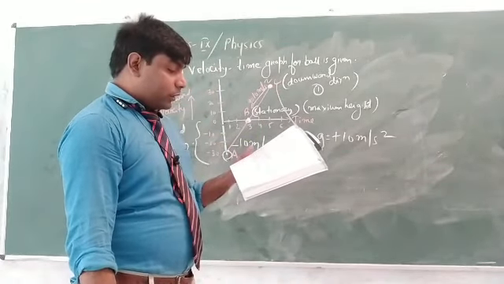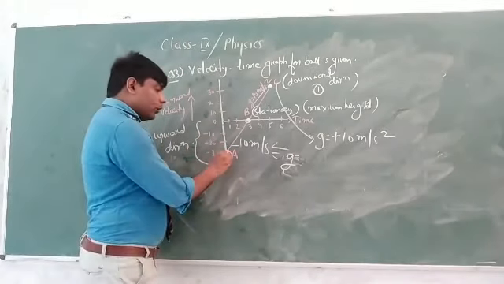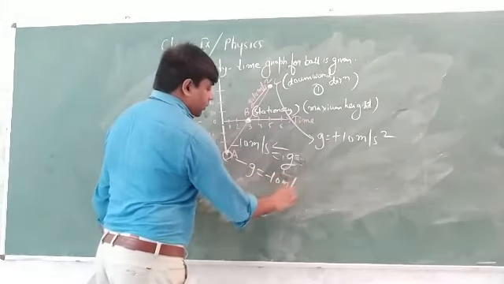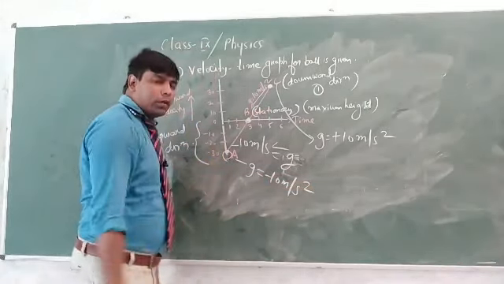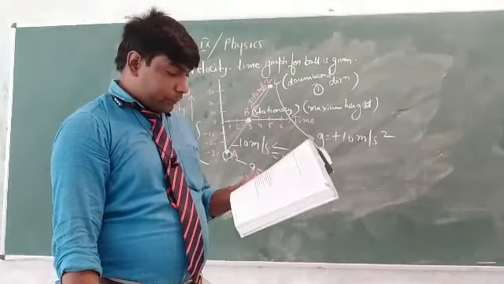What is the ball's acceleration at point A? See, at point A, it is moving in the upward direction. Here also it is 10, but equal to minus 10 meters per second squared, because in the upward direction, g will be negative. Velocity will be negative. Right?